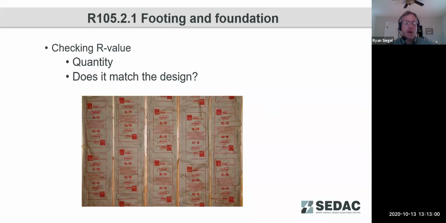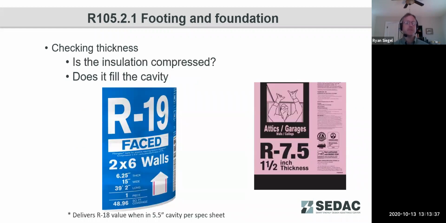Once we've identified where our insulation is, next is to check what the R value is. And is it the proper quantity? Does that match our design? Something to be very cognizant of here is the insulation R value changes with compressible insulation, whether that's fiberglass or cellulose or denim or any number of other insulations. So just because it states R19 on the face doesn't necessarily mean it's a full R19, particularly if it's compressed.